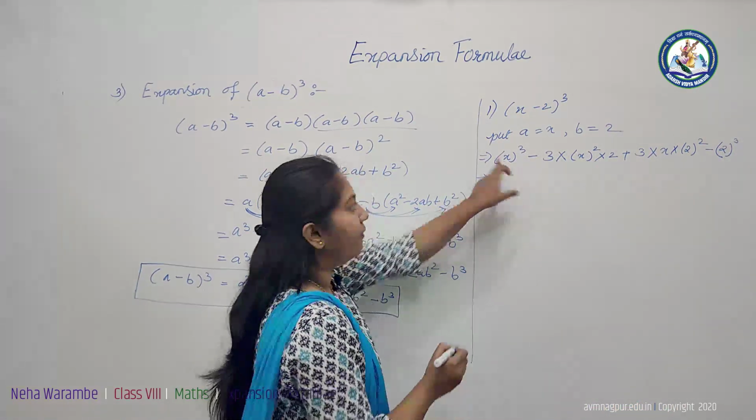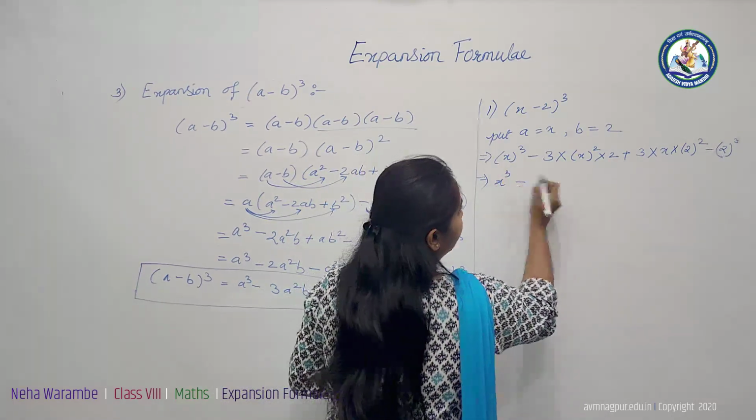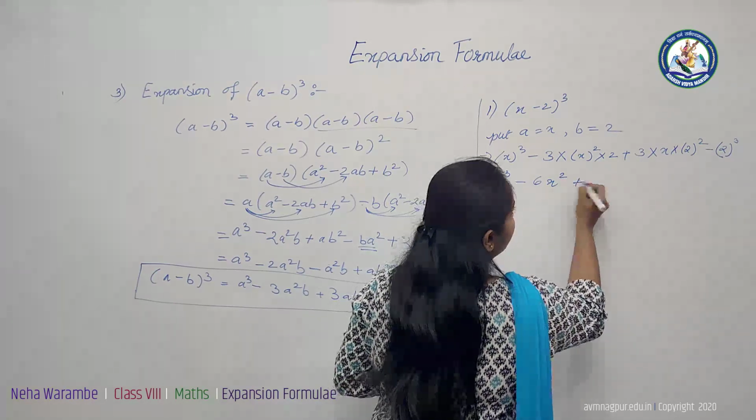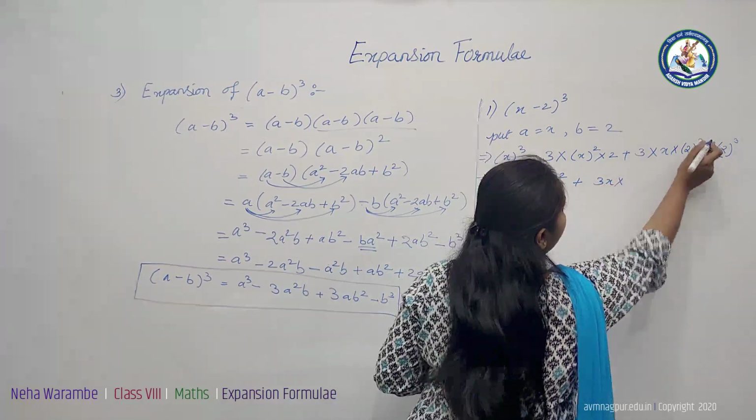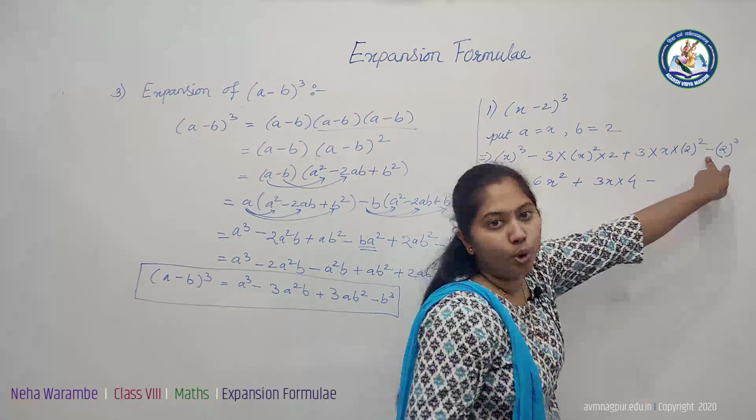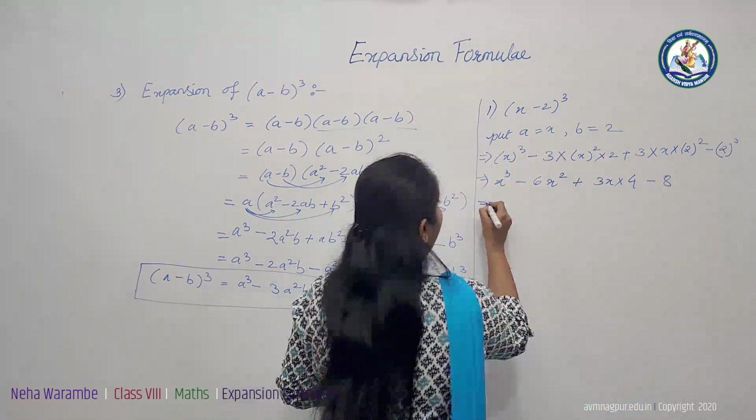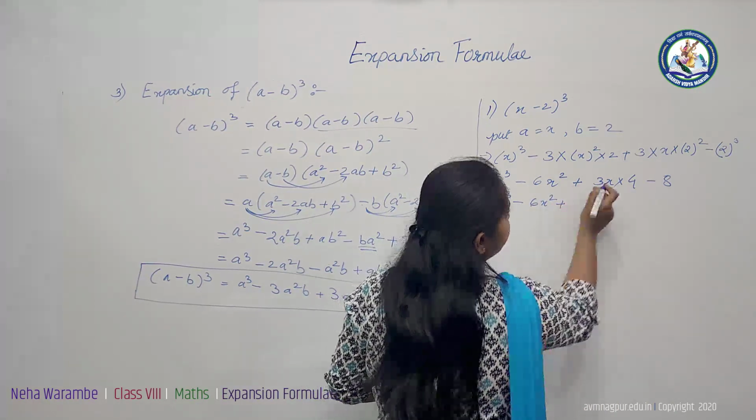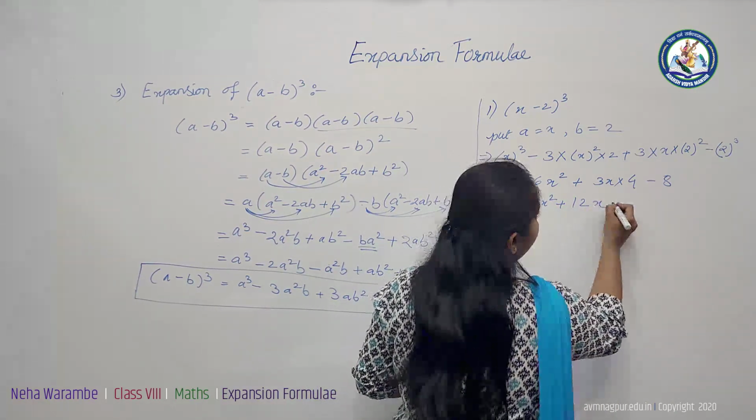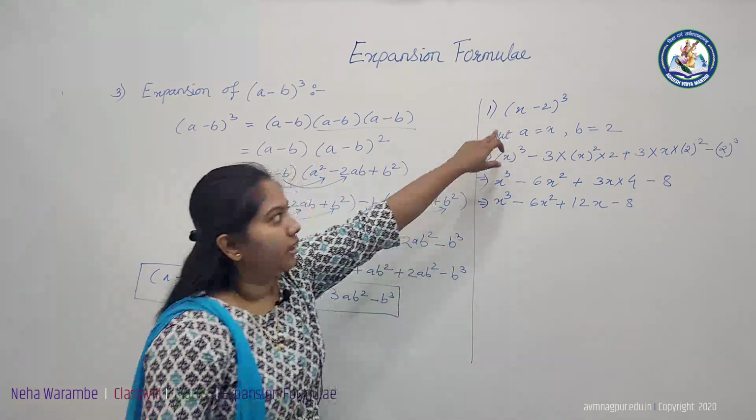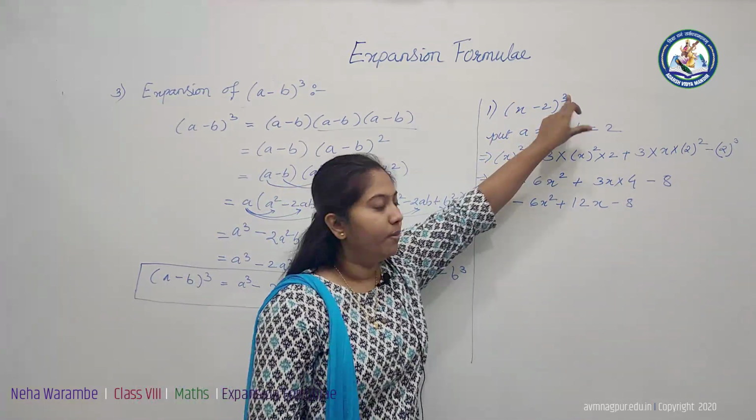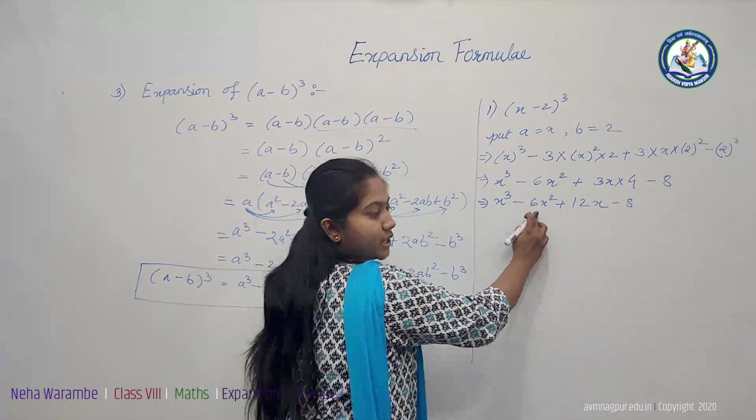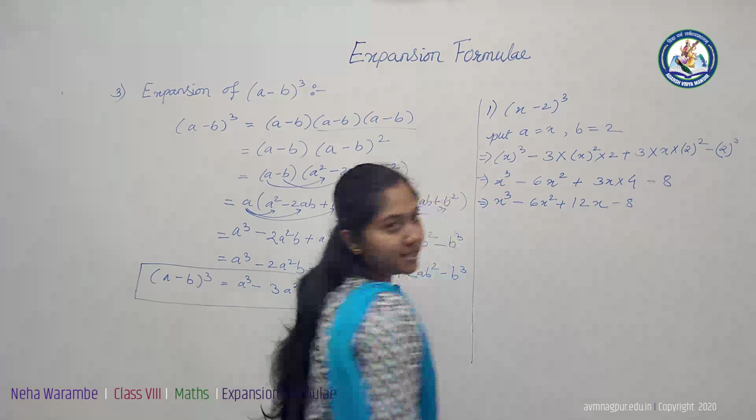Now cube of x is x cube, minus 3 2s are 6, this x square, plus 3x into 2 square is 4, minus 2 cube is 8. Now x cube minus 6x square plus 3 4s are 12x minus 8. The expansion of x minus 2 whole cube is x cube minus 6x square plus 12x minus 8.